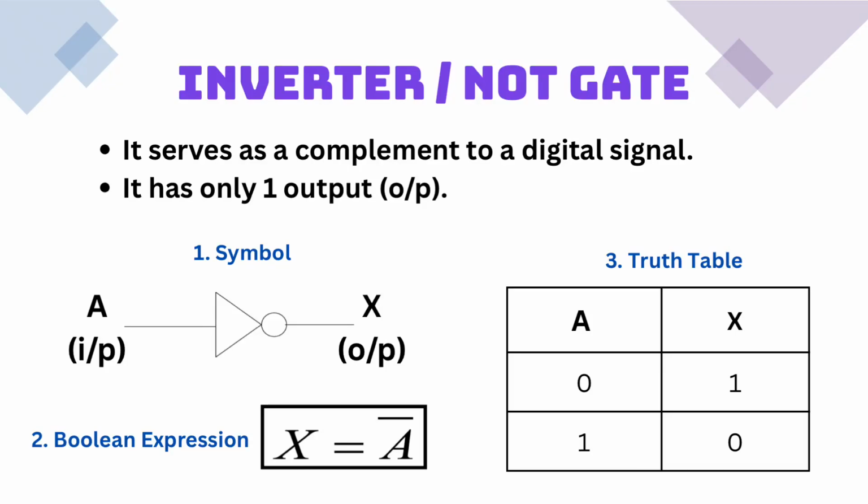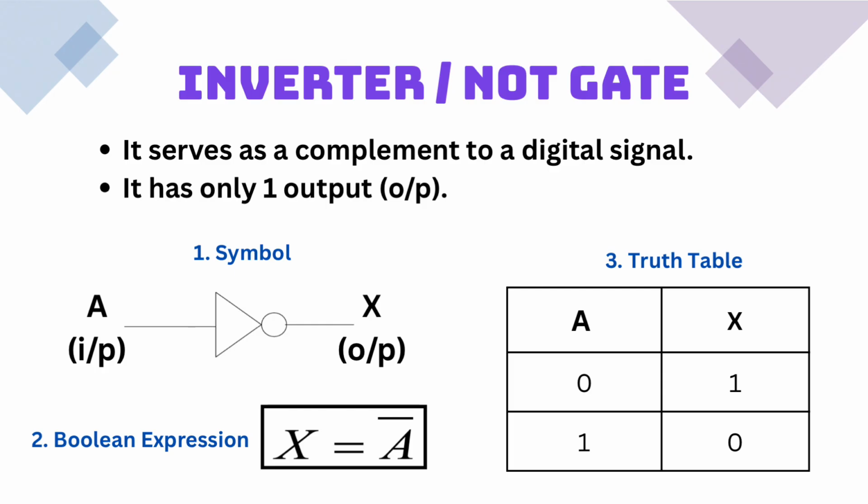Inverter or NOT gate. Let's kick things off with the simplest gate, the inverter or the NOT gate. The NOT gate serves as a complement to a digital signal. It inverts the input signal, meaning it outputs the opposite value, and it has only one output.